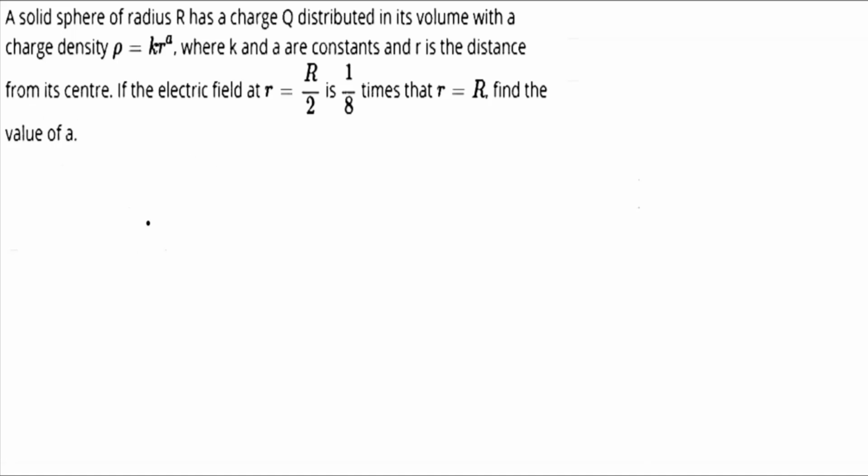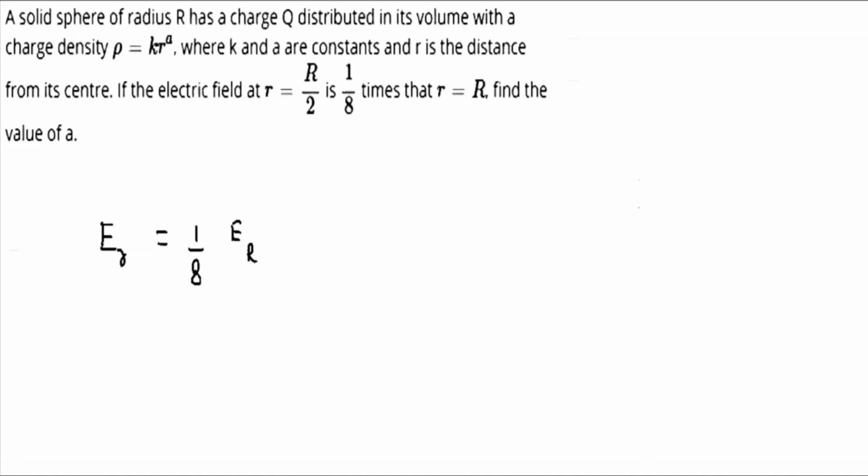So what are we given? The electric field at r equals R by 2 is 1 by 8 of the electric field at a distance of R, that is at the radius. We need to find these values. So how is the electric field given? We know the electric field formula.